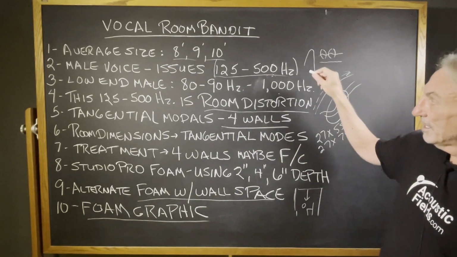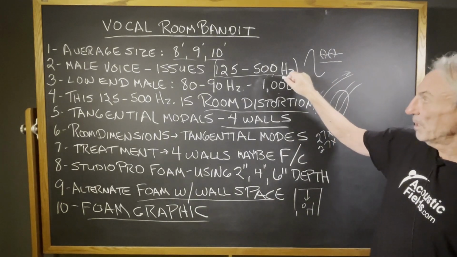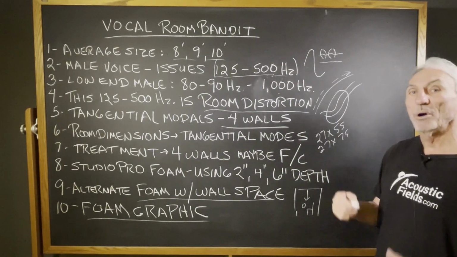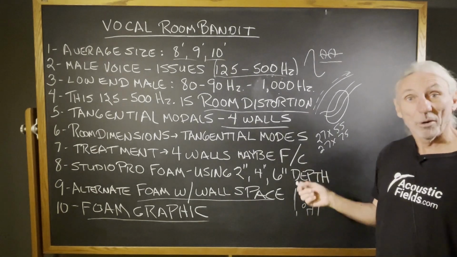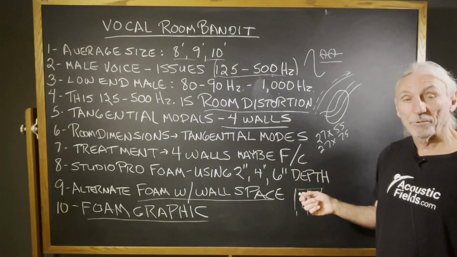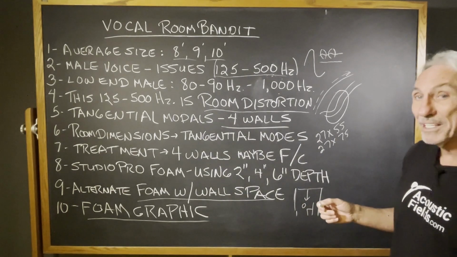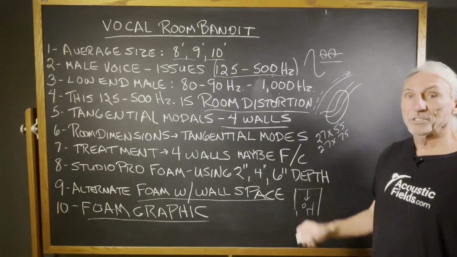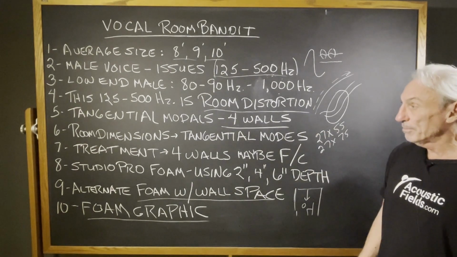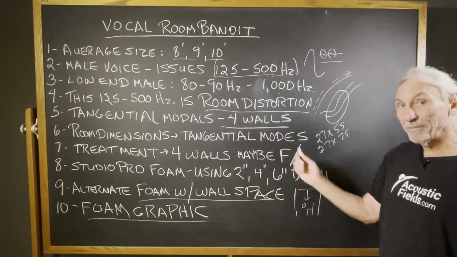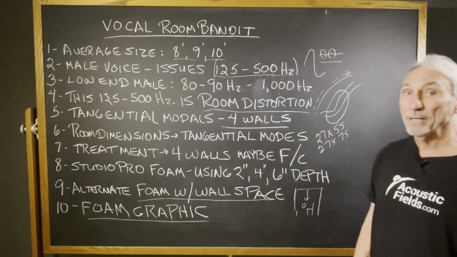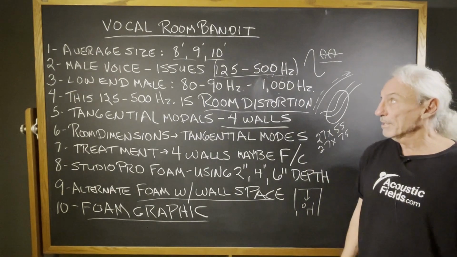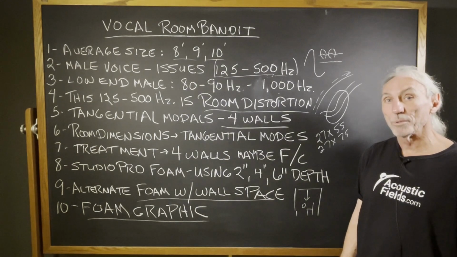So vocal room bandit, it's this 125 to 500 cycle range that you've got to get right. That's where all your tone is. That's where all your personality is, if you will, if you're a voiceover artist. It's where everything is. So you got to get it right. And you got to use a technology that's designed to get it right. And our Studio Pro foam will do that for you. So if you're having this issue in your vocal room, you got a bandit going around there, let's put him in prison. Let's get rid of him, and let's get a nice smooth response curve in our vocal rooms.